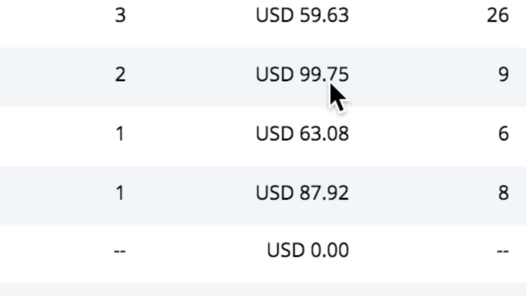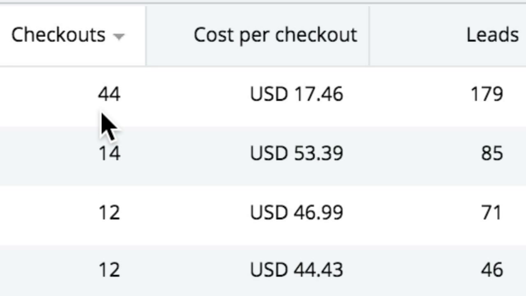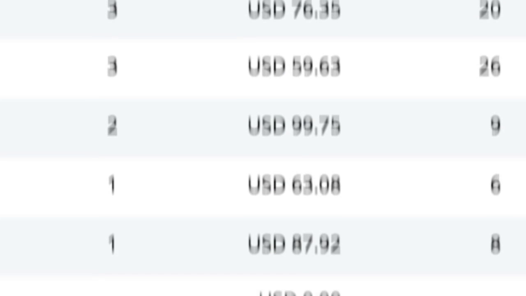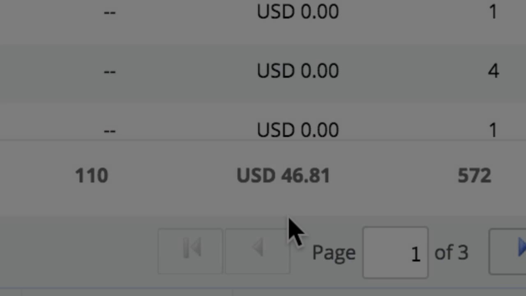These two were at $99. But then as we go all the way up to the top, you'll notice I ended up with 44 checkouts at only $17.46 per checkout. And my goal, I don't want to spend any more than $30 per checkout. So in this case, if using that number, this campaign was definitely a loser. But I was able to make some profit in other ways, so it still ended up working out. But 30 to 40 bucks is really my goal.